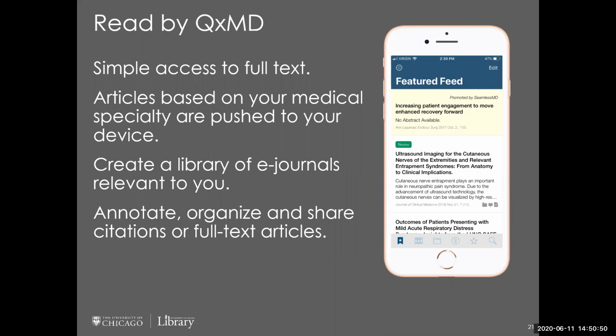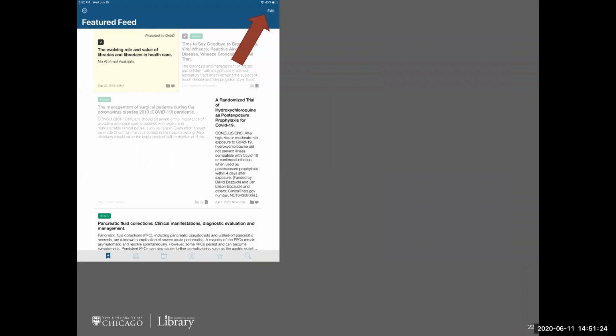Read by QxMD is another journal viewing platform. With Read, you're able to select specific specialties to follow, and then articles based on this selection are pushed to what's called your featured feed. You can also create bookshelves that have your favorite journals in them, and then you can also save articles to different collections. With these collections, you can publicize them so others can view them, and you also have the ability to follow other people's collections and also collections created by specific journals. And then another feature of Read is that you have the ability to annotate the articles, and you can share the full text or citations of them as well.